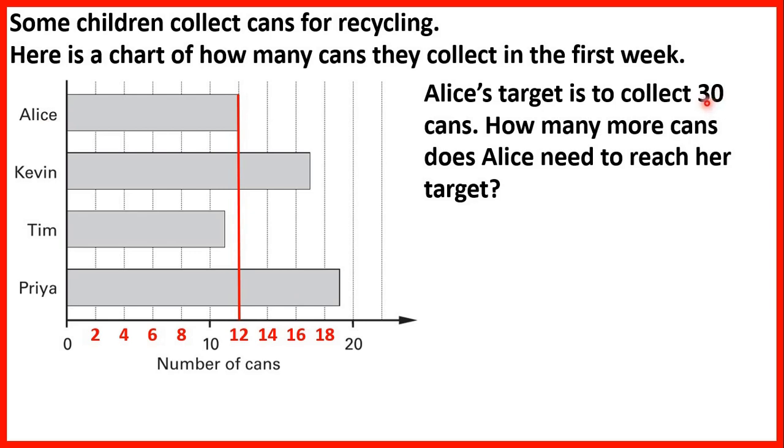So here we need to find the difference between two numbers, so we need to subtract. 30 minus 12 is 18, so Alice needs to collect another 18 cans. She's collected 12, and if she collects 18 more, then she will have reached her target of 30 cans.